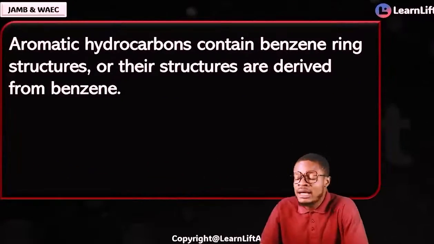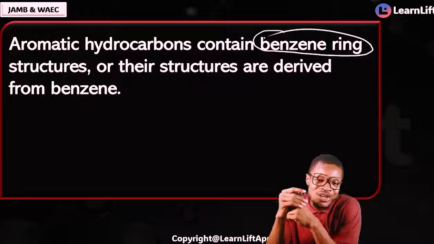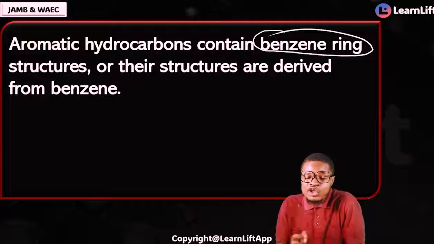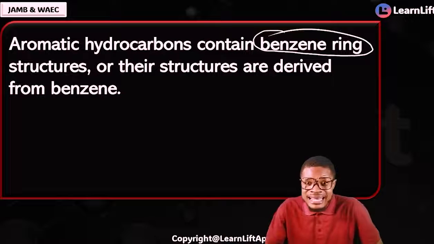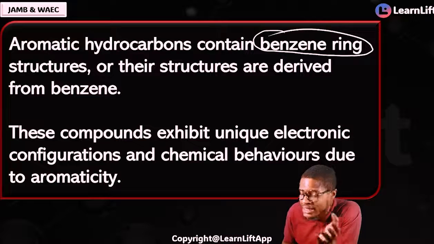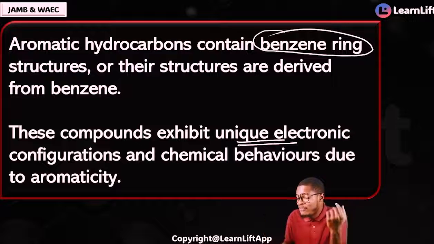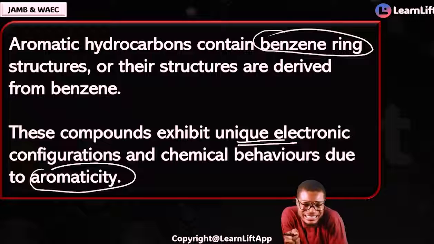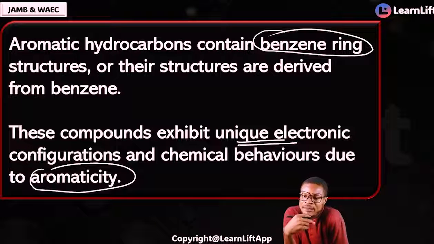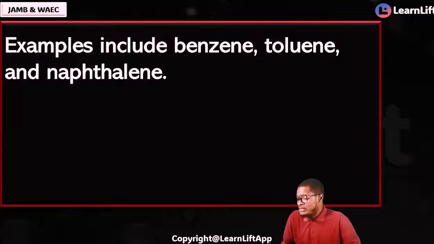First, understand this, that aromatic hydrocarbons contain benzene ring. What do they contain? Benzene ring. So that benzene ring structure must be there for you to call it aromatic, or their structures must be derived from benzene. And don't forget this very quickly, that these compounds exhibit unique electronic configurations and chemical behavior as a result of your what? Aromaticity. So aromaticity is one of the characters of aromatic hydrocarbons. So what is the major character of aromatic hydrocarbons? Aromaticity. And I want you to note this, that examples of aromatic compounds, what are they?